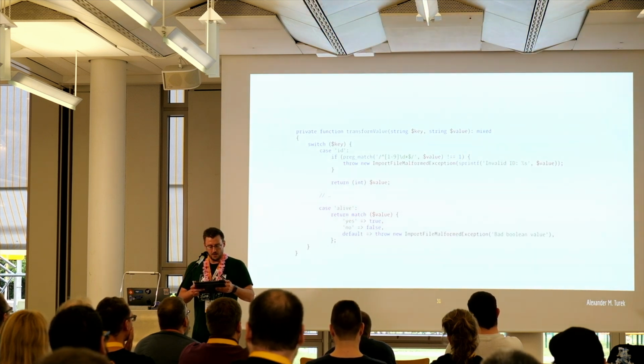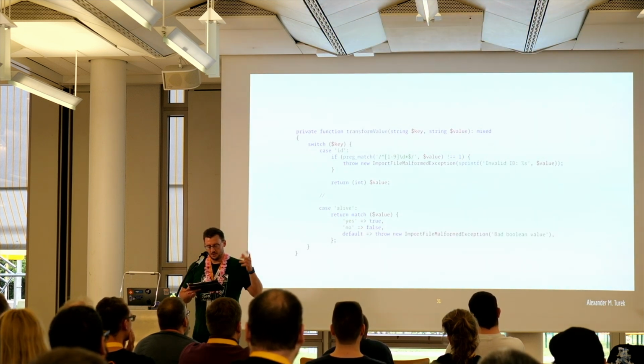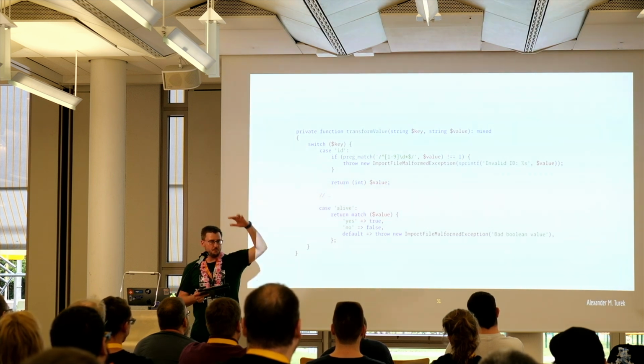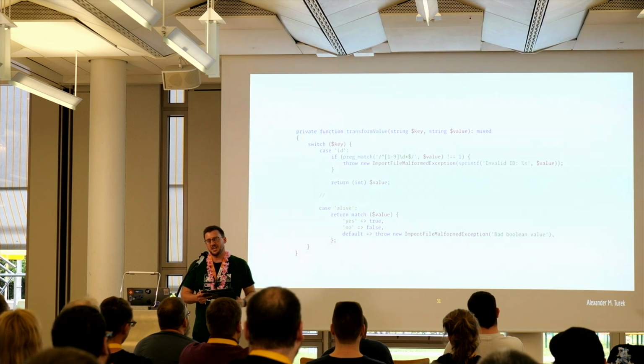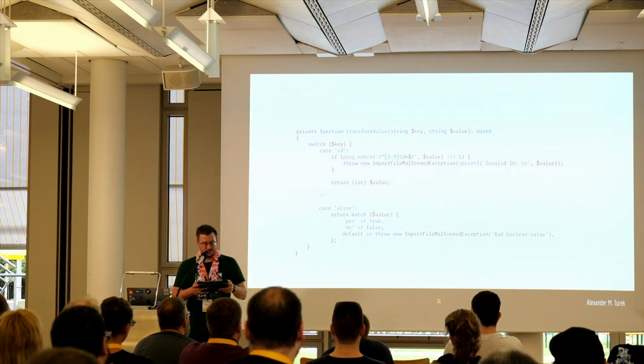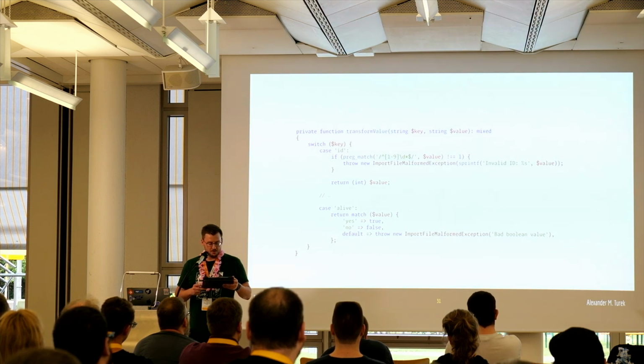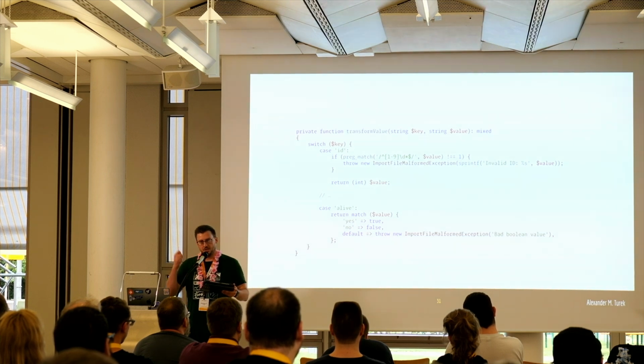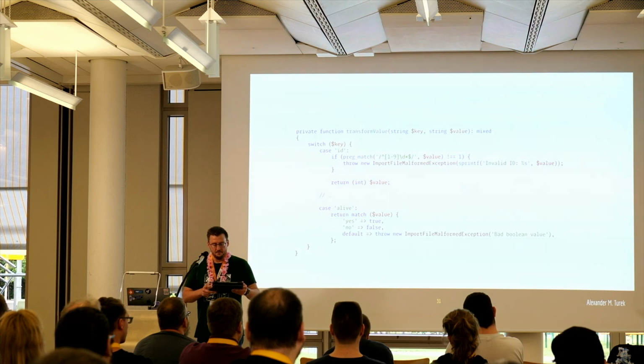So how would we do this? We probably have some kind of method there that says transform value, and then we have a very big switch case block in there. If it's an ID that we are parsing, then we want to see that it's an integer, and then we cast it to an integer. And if it's the alive column, then we want to see if there's yes or no in there, and then cast it to Boolean, and so on.